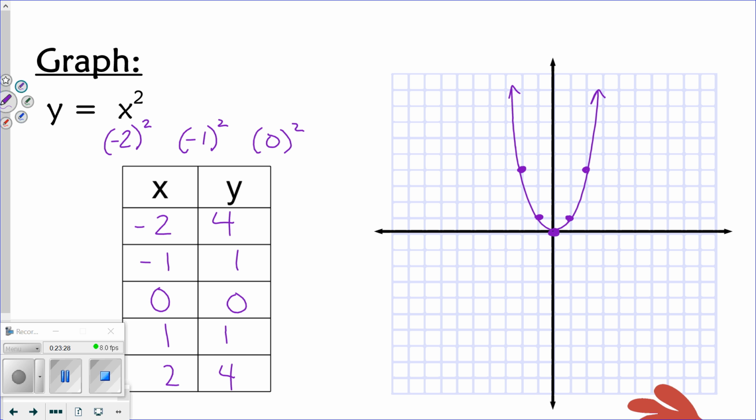Please still go beyond them. The reason is sometimes it's hard, if all your dots are really close together, to see what's going on. So we want to extend those so we can see it, and don't forget your arrows. Arrows means it keeps going forever and ever and ever.